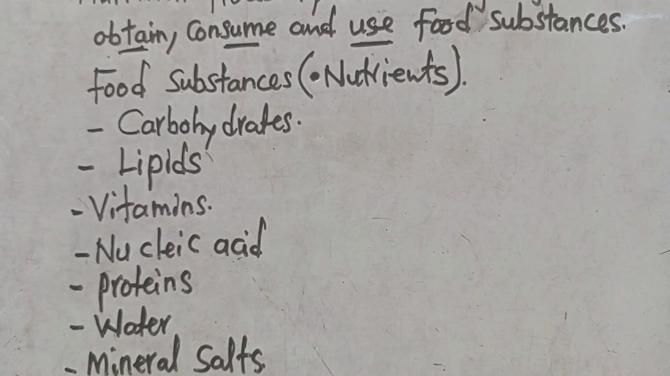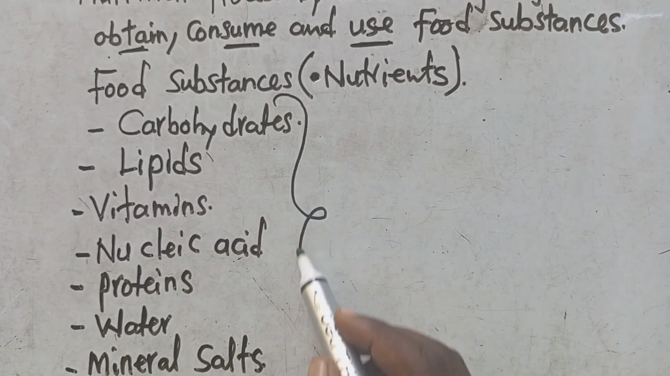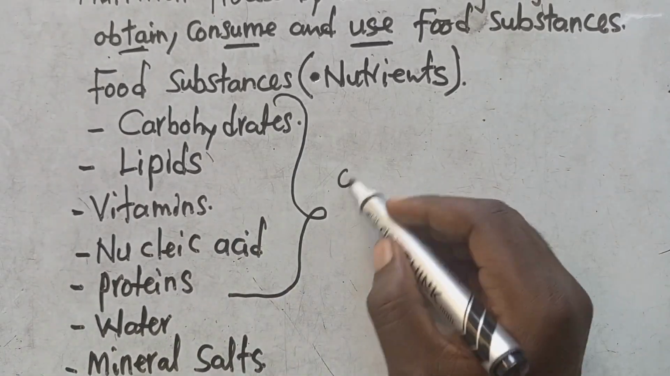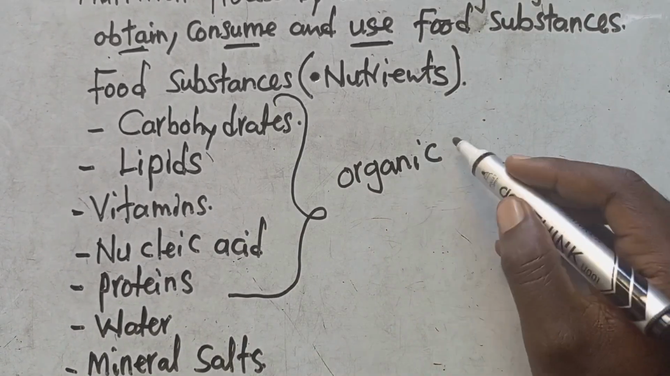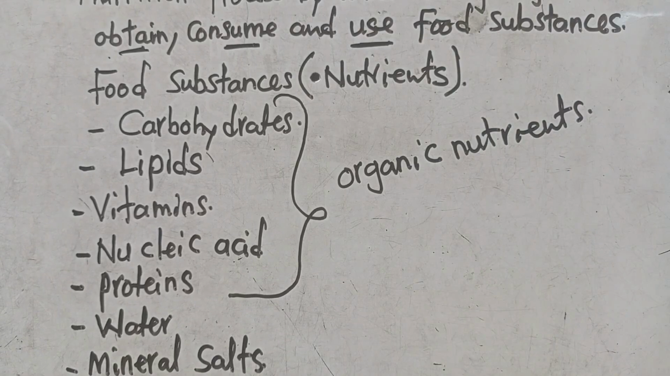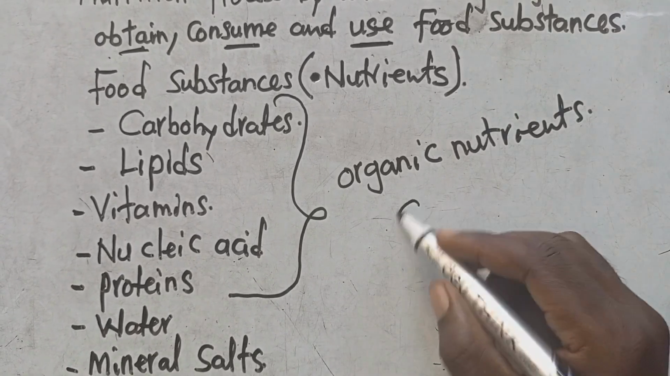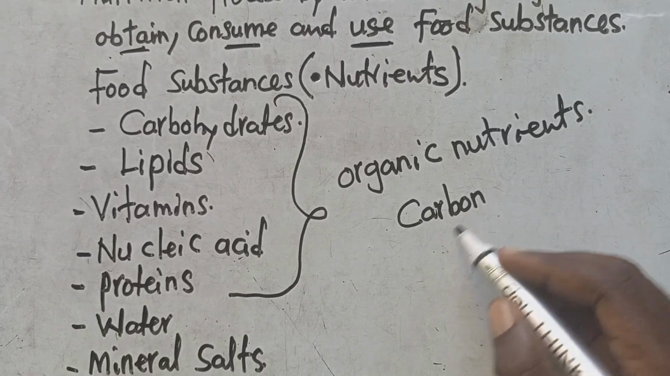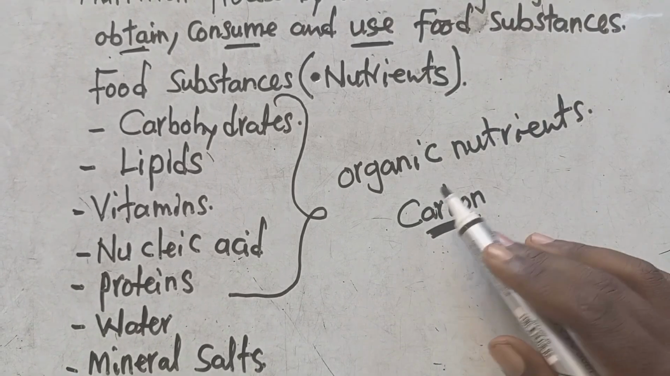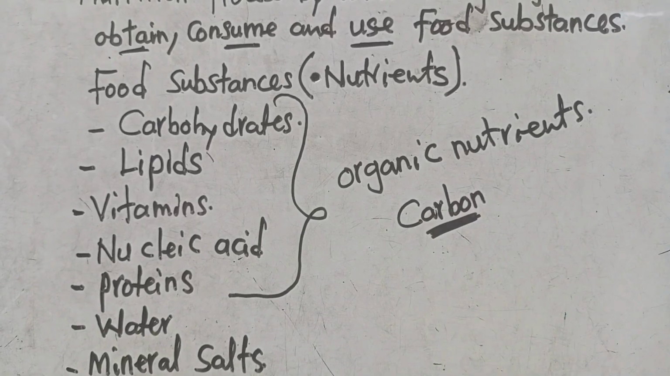So these nutrients are categorized into two types. These ones that I've listed up to here, 1, 2, 3, 4, 5, are what we call organic nutrients. These ones are called what? Organic nutrients. Why do we call them organic nutrients? The reason is because they contain what we call carbon. The presence of carbon in them. So this is the reason why they are called organic nutrients.